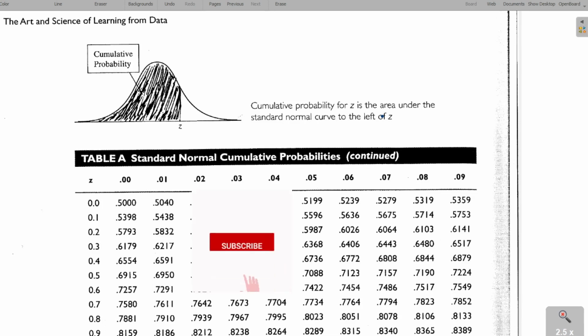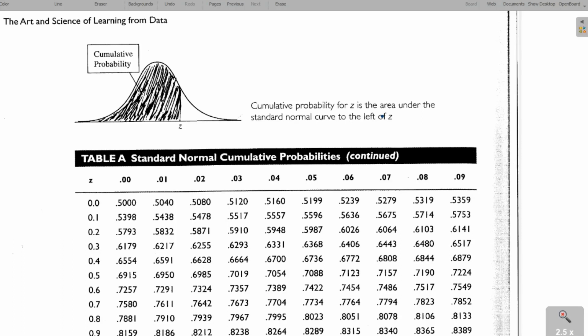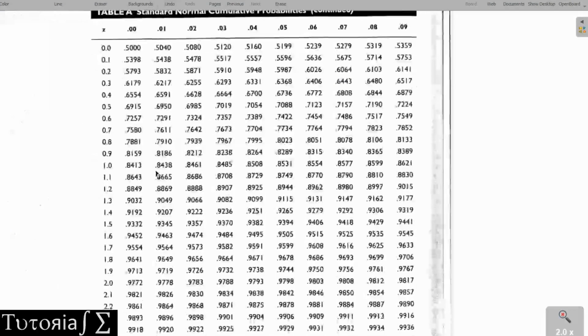And in today's lesson, we are going to be looking at the normal distribution. And basically, we will learn how to use the normal distribution table, which I have sent to those that I am learning with online. So this is the table.